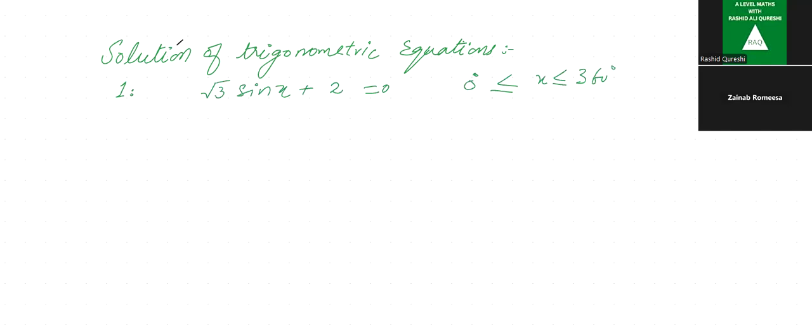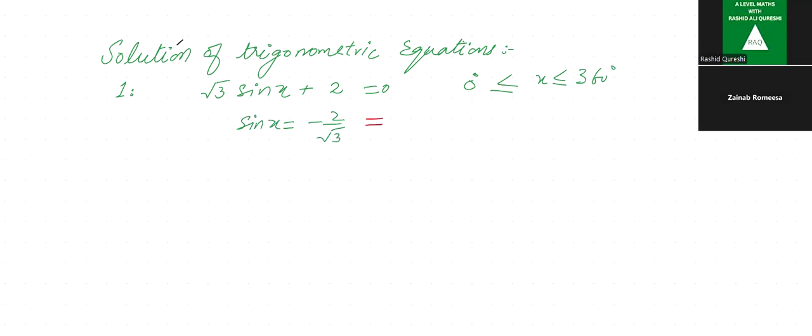According to the revision of AS level, we have to shift the trigonometric ratio to one side, just like this one. Sine of x is equal to minus 2 by root 3. Now you have to find in which quadrant the sine ratio is negative according to this question. Before starting this, you have to find the basic angle.